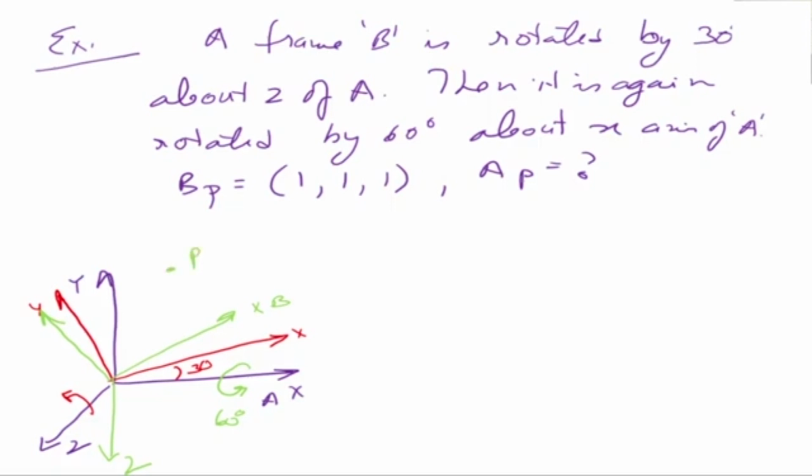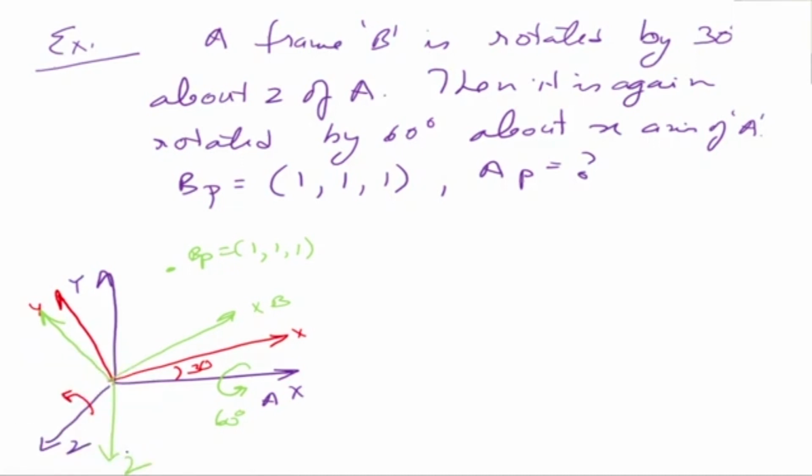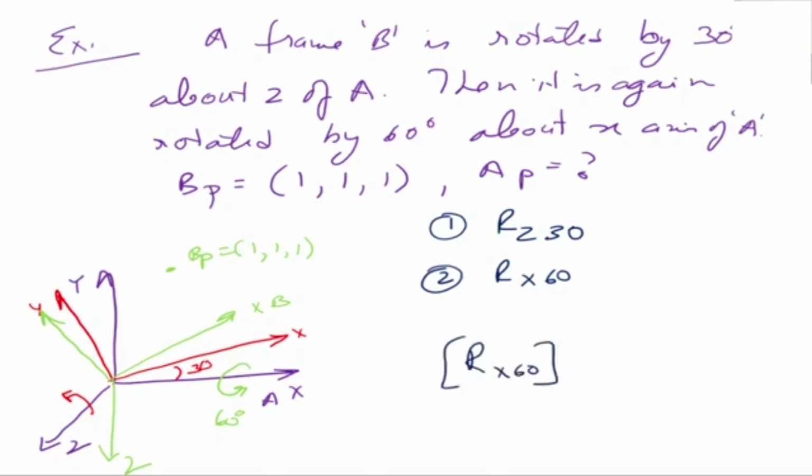Now we are given this point PB. We are given the coordinates as (1, 1, 1), and we are asked to find its coordinates in frame A. How do we find that? We basically have a combined rotation matrix now. Please note that in this combined rotation matrix, we pre-multiply. The rotation order was RZ 30, then number 2, it was RX 60. So when we multiply, we pre-multiply, and it will become RX 60 into RZ 30. Please note that. That is going to be my combined rotation.